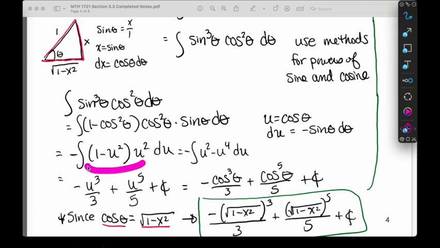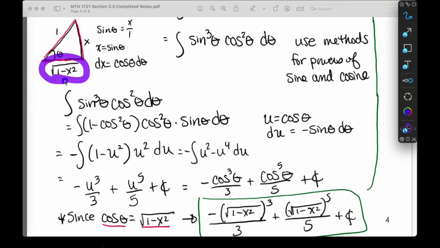Now when I distribute this, I get u squared minus u to the fourth du, making sure we bring that negative over here in front. And then when I integrate, I get negative u to the third over 3 plus u to the fifth over 5 plus our constant. And then I go back in and resubstitute. For u, I get cosine to the third times negative 1/3 plus cosine to the fifth times 1/5 plus my constant.